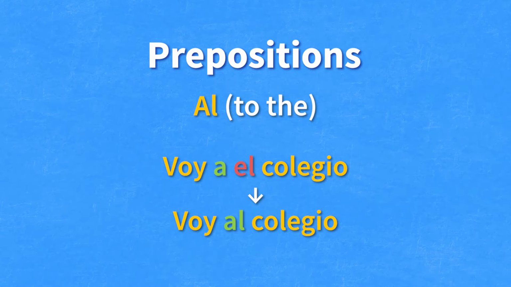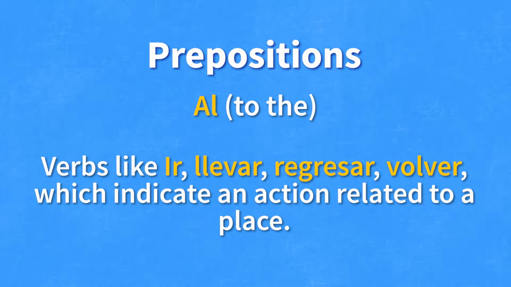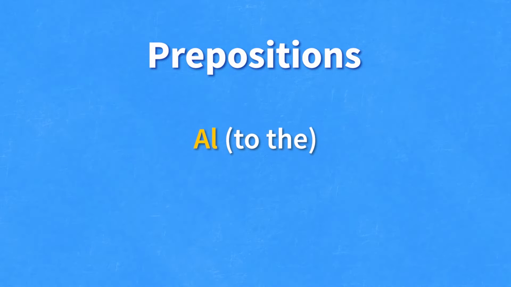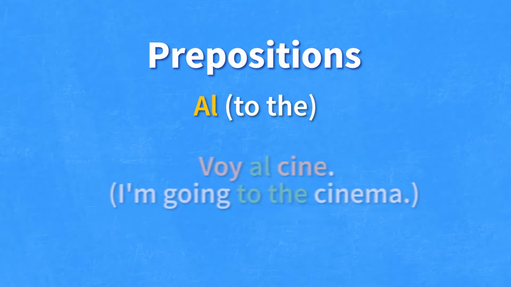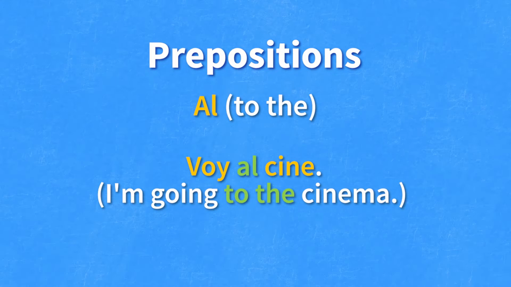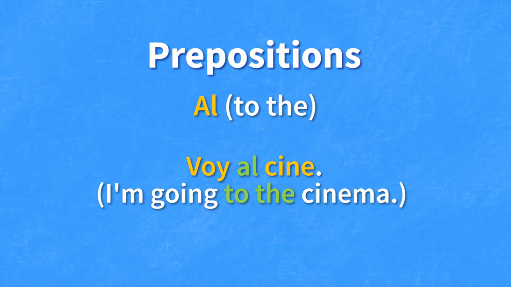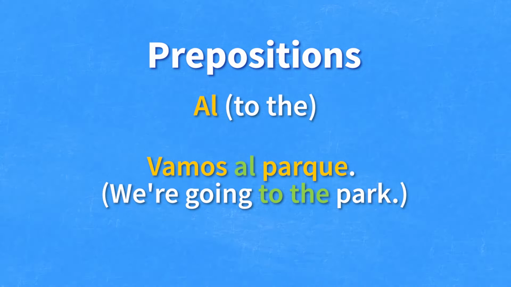Al is commonly used with verbs like ir, llevar, and regresar. In English, al is translated as to the. For example, voy al cine. I'm going to the cinema. Vamos al parque. We're going to the park.